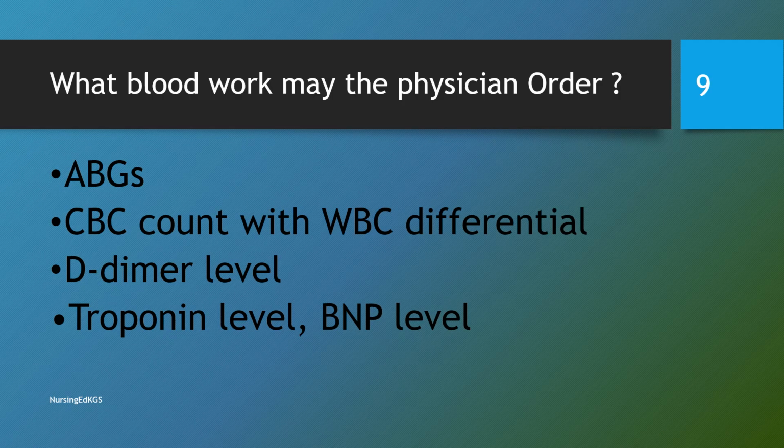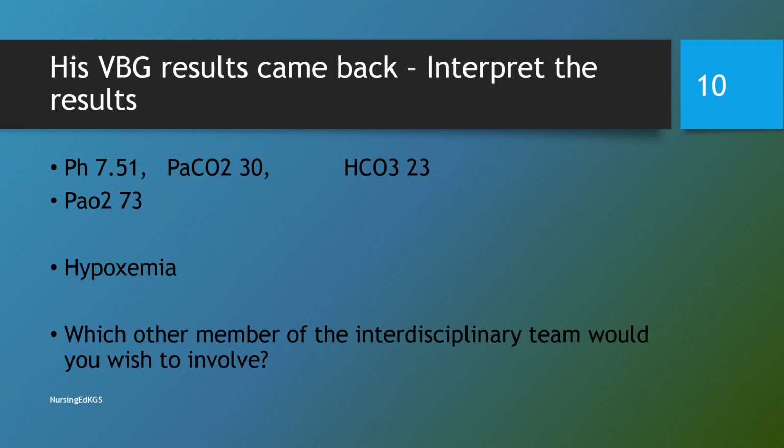Elevated serum troponin levels predict an adverse prognosis, while BNP levels offer incredible insight as well into the clinical severity. A VBG blood sample was taken and sent. His results are back. Interpret the results below. We have a pH of 7.51, a PaCO2 of 30, a bicarb of 23, a PaO2 of 73.